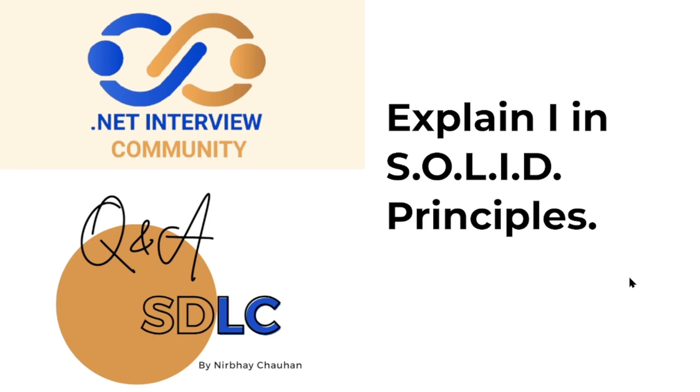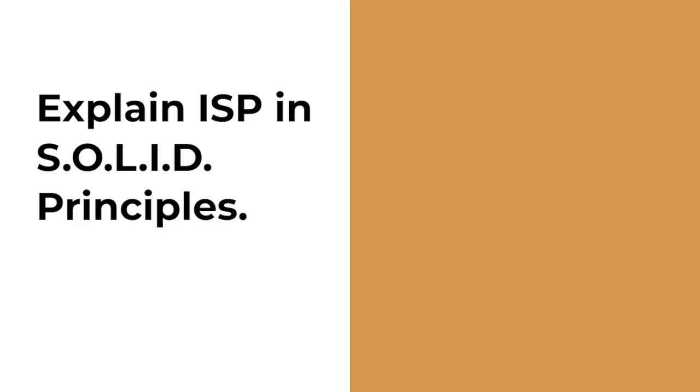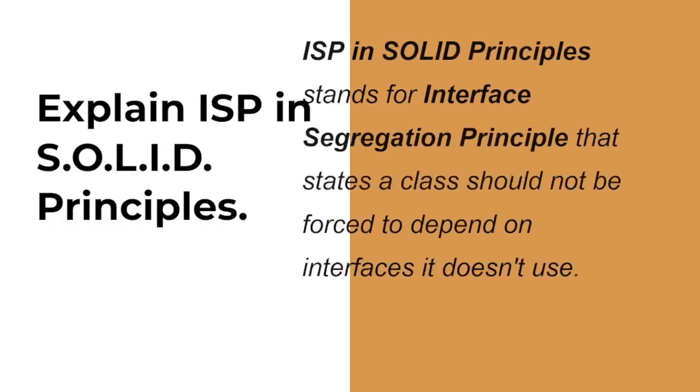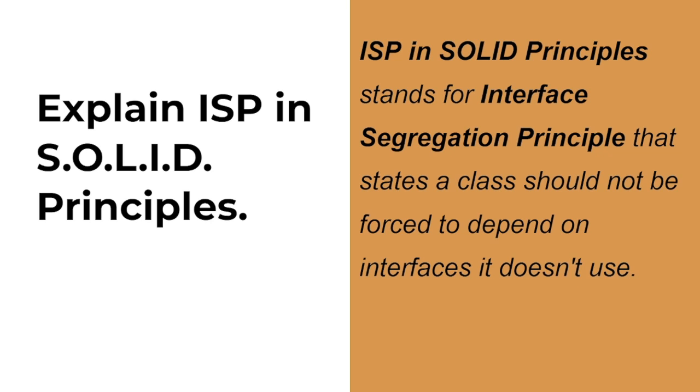So friends, our today's question is: explain the I principle in the SOLID principles. The I itself stands for ISP, that means Interface Segregation Principle. As we all know, the SOLID principle comprises each letter, and in the previous video we have already explained the S, O and L principles. Now today our question is to explain the I principle in SOLID.